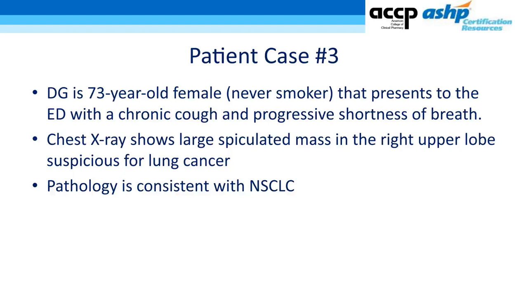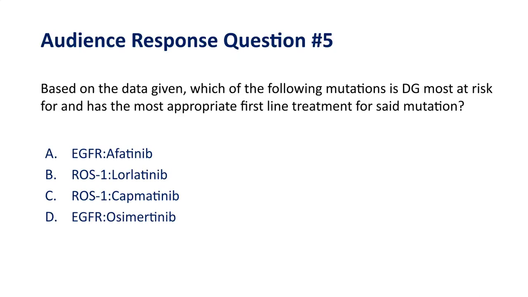DG is a 73-year-old female, notably a never smoker, that presents to the ED with a chronic cough and progressive shortness of breath. On chest X-ray, a large spiculated mass is found in the right upper lobe, suspicious for lung cancer. Pathology was obtained and is consistent with non-small cell lung cancer. Based on the data given, which of the following mutations is DG most at risk for, and what is the most appropriate first-line treatment for said mutation? A, EGFR and afatinib; B, ROS1 and lorlatinib; C, ROS1 and capmatinib; or D, EGFR and osimertinib.